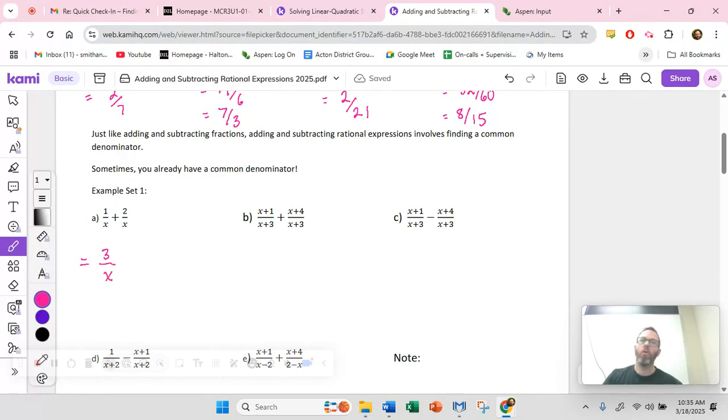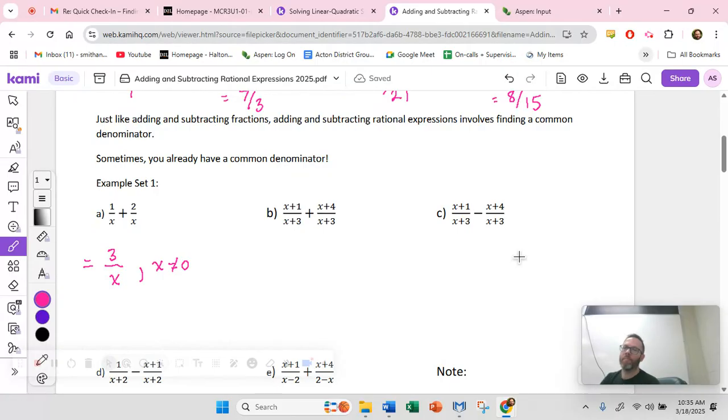They are equivalent expressions, except for one tricky value of x. What value of x would make these expressions undefined? 0. Remember, we always have to look at what makes the bottom 0. 1 over x and 2 over x always equals 3 over x, except when x is equal to 0. We have to keep stating those restrictions.